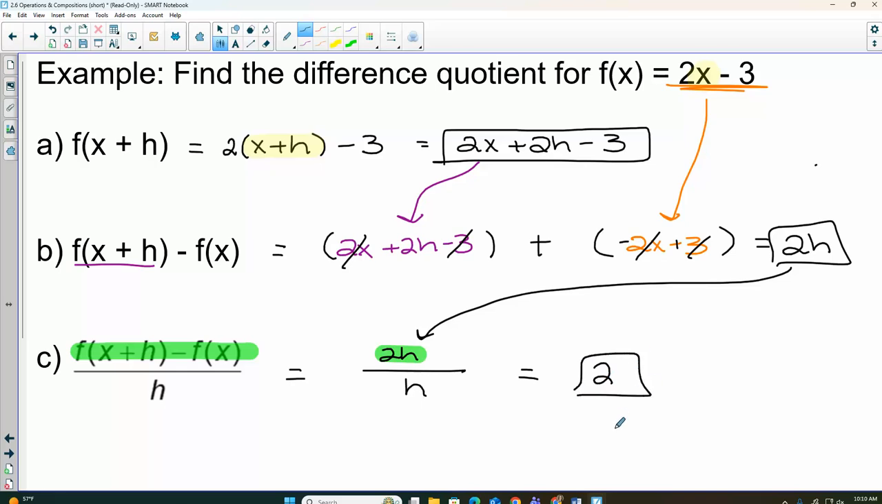So we are going to do a Math Excel. If the question just says, what's the difference quotient, it's that final answer. You have to do all the steps. Yeah, so let's try a couple more of these.